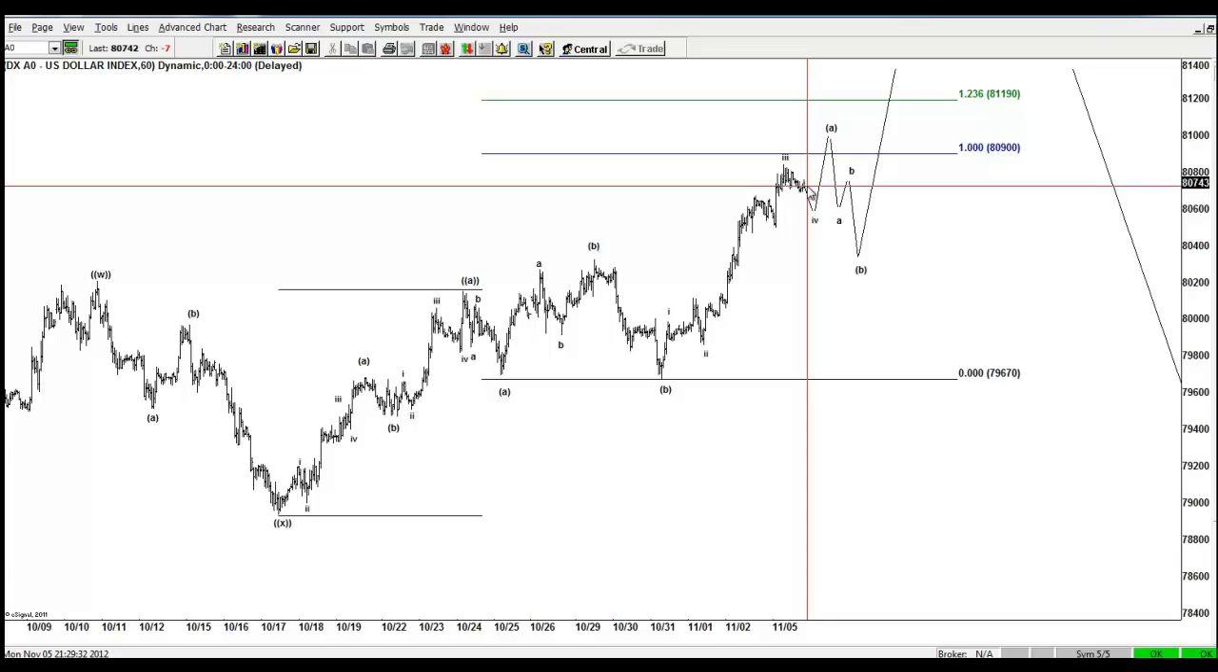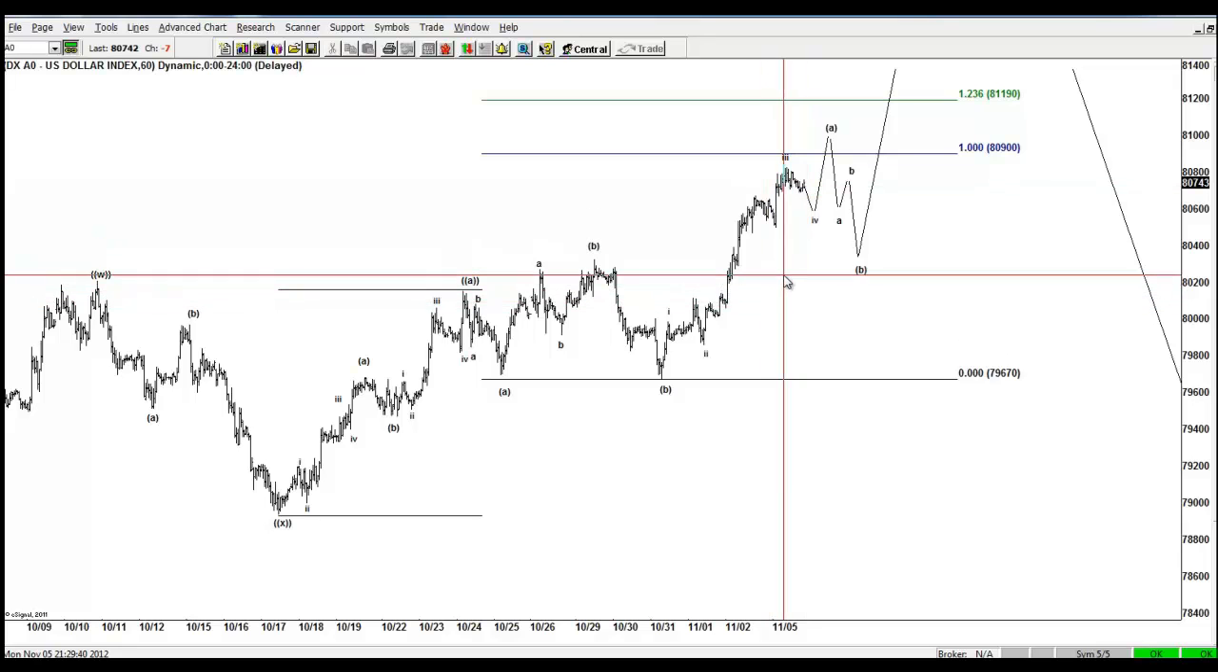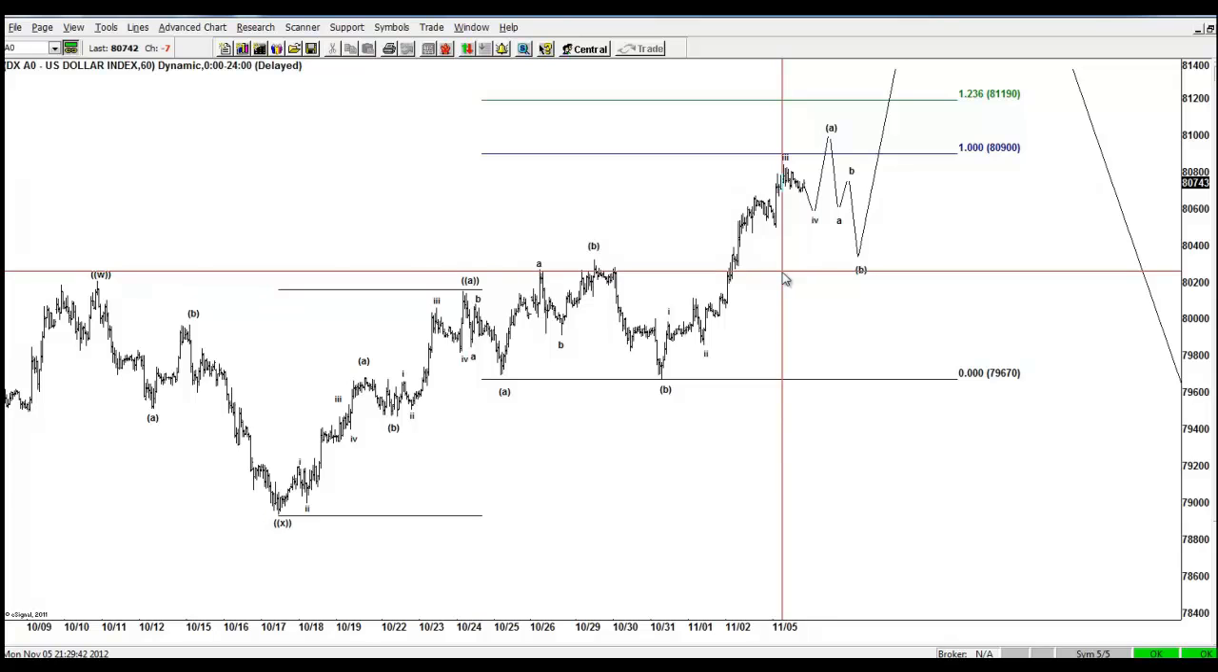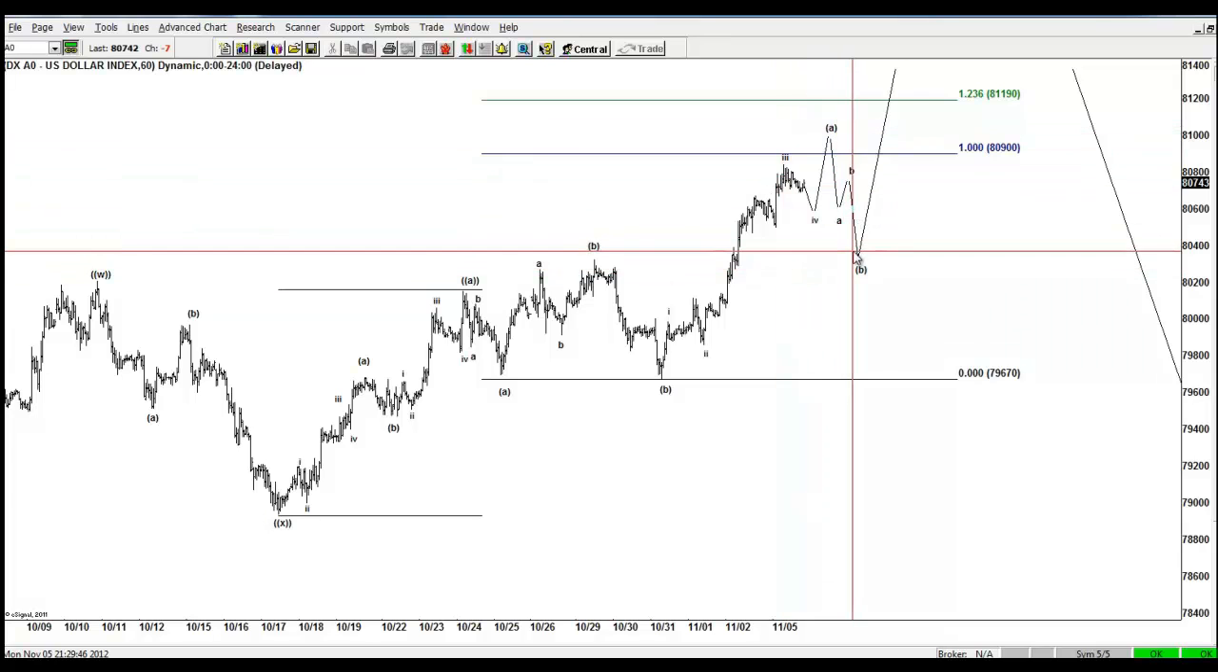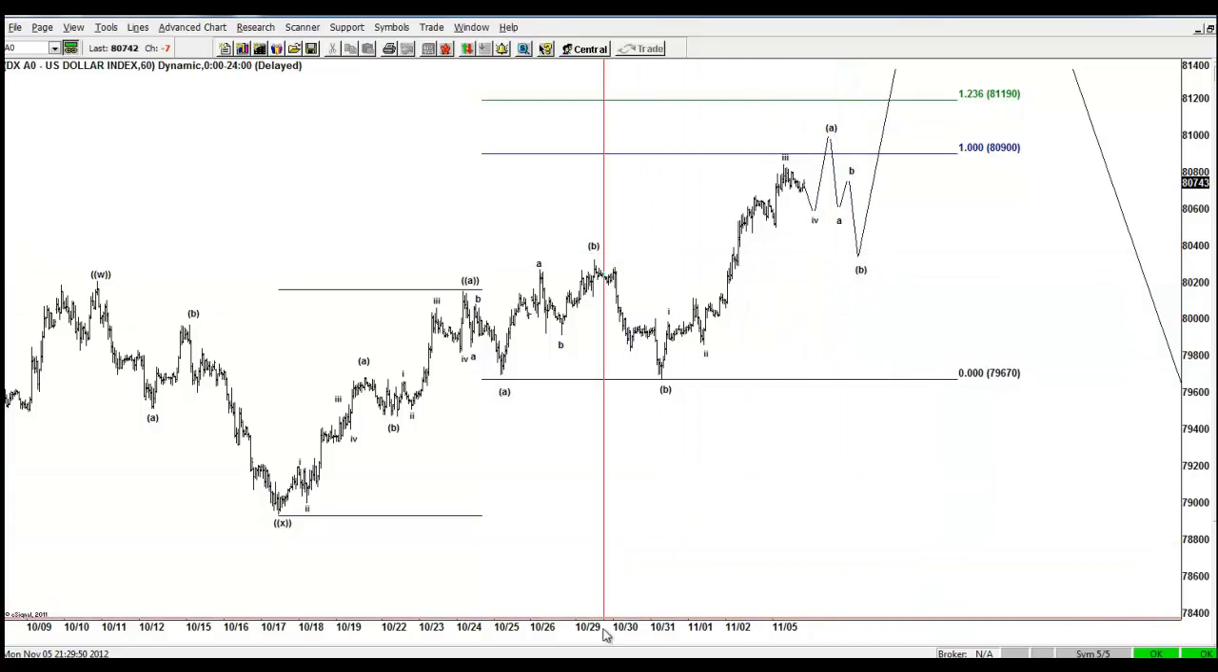is that we try to get every single cycle with the right timing. So don't be surprised to see a deeper correction today in the dollar either.